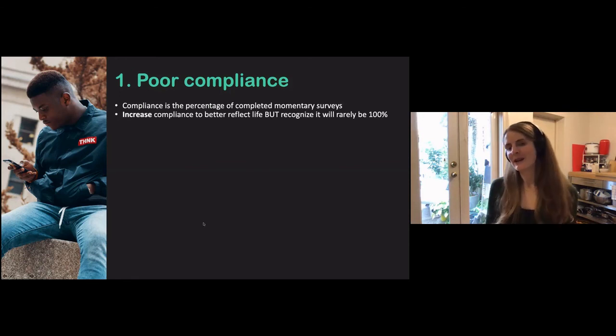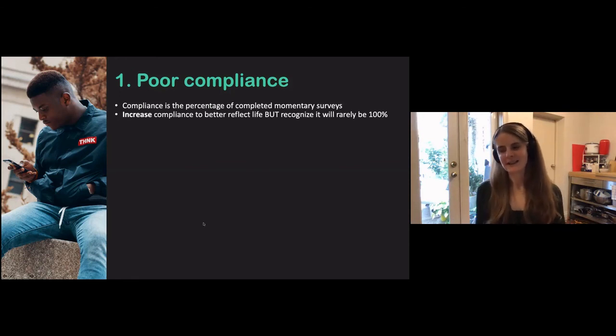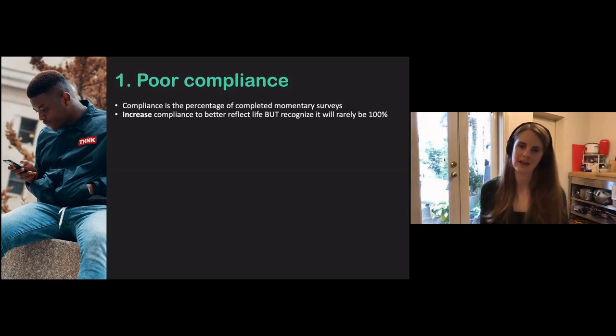But in saying that, we need to make sure that our compliance is high and it's not systematic. So what I mean here is that people aren't not doing surveys when they're really super stressed, for example, because that varies with some variables we're interested in. And it would really be a problem if people were systematically skipping things because they were stressed. Now, if people are skipping things because they're driving or they're having a shower, that's less of an issue for us.